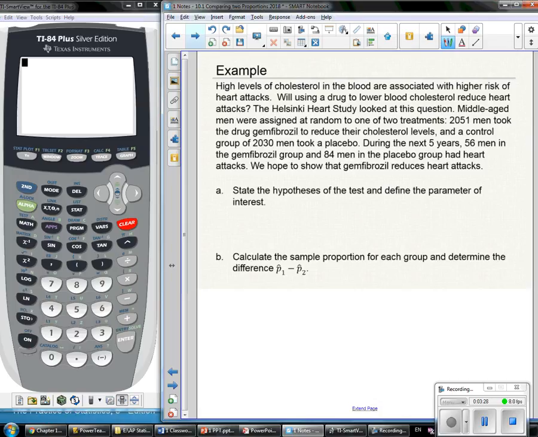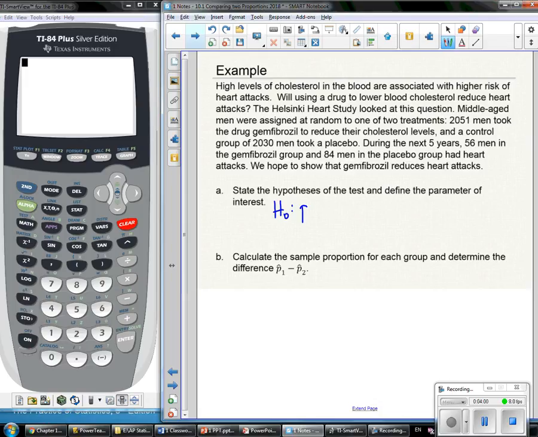During the next 5 years, 56 men in the gemfibrozil group and 84 men in the placebo group had heart attacks. We hope to show that gemfibrozil reduces heart attacks. So I'm going to use the subscripts T and C to represent treatment and control. If I were stating my hypotheses, I might say that the proportion of heart attacks in my treatment group is no different than the proportion of heart attacks in my control group. So my null hypothesis is usually that there is no difference in the claim.